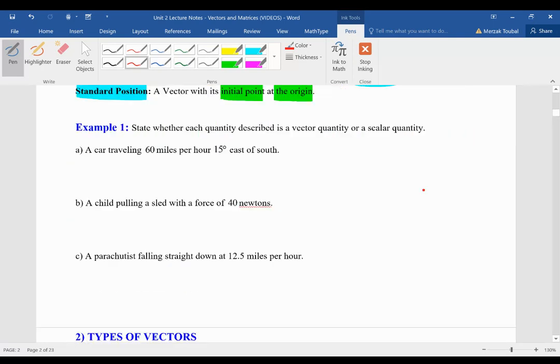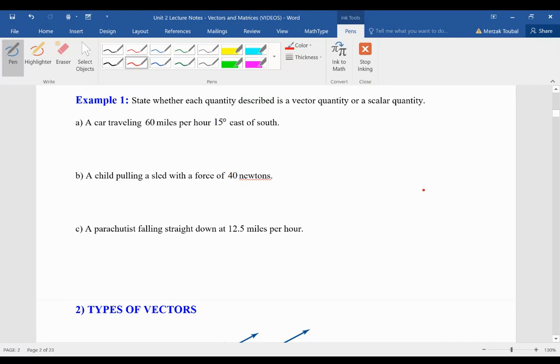Let's talk about some examples where we can say, okay, that's an example of a vector, that's an example of not a vector, and so on. What does the example ask us to do? State whether each quantity described is a vector quantity or scalar quantity. We have already introduced what a vector quantity is. It's a quantity that has both magnitude and direction. So what is a scalar? A scalar would just have the magnitude, no direction. That's the difference between the two.